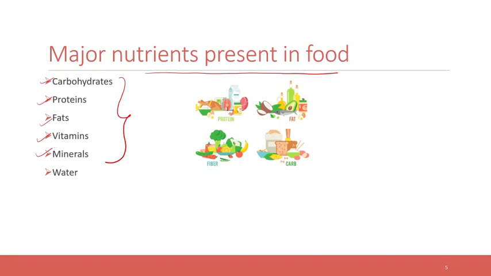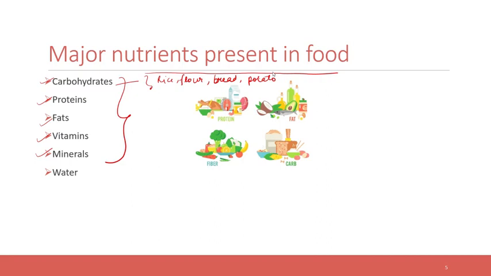Now, do you know in which food items the carbohydrates are present? You know? Wait, I'll tell you. Rice, flour, bread, potato. These are the food items in which carbohydrates are present. These are the items which are called carbohydrate rich food items.